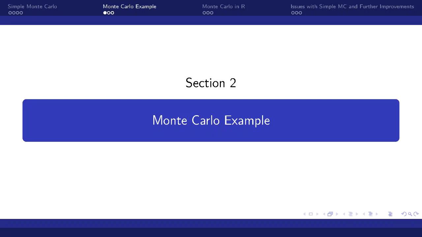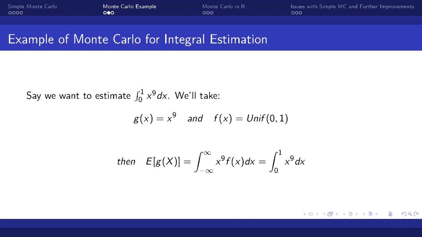Section 2. Monte Carlo example. For this example of using Monte Carlo for integral estimation, we will estimate the integral of x to the power of 9. We'll take g to be x to the power of 9 and f to be the uniform distribution on the interval 0 to 1. Then, our expected value of g of x may be represented by the following integral, taking g of x with a uniform distribution.